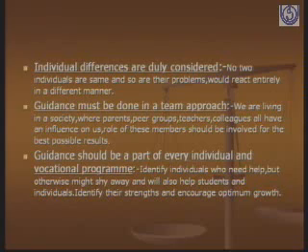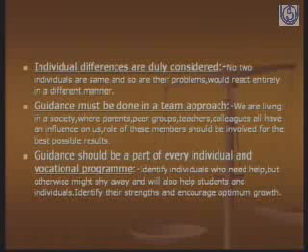Then the individual differences are to be considered duly. Why? Because nurse A will be different from nurse B. You cannot expect the same kind of work, the same kind of expertise from nurse A and B.